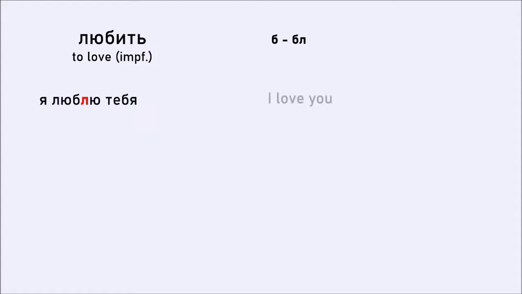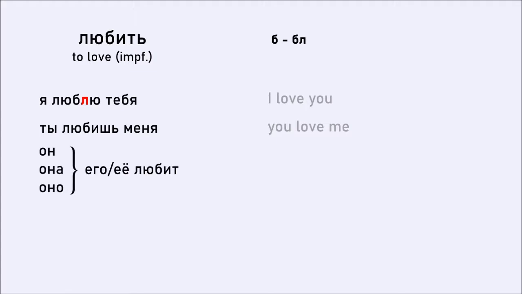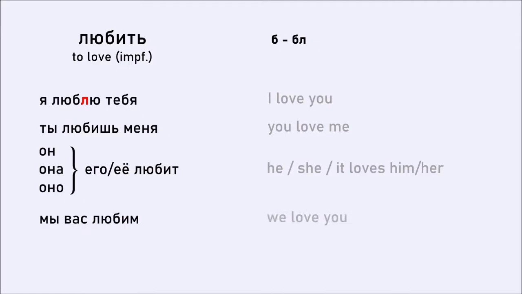Okay, the next verb was любить, which means to love. And this is quite a rare consonant alteration, but it is actually б to бл. And we will get я люблю тебя, ты любишь меня, он, она, оно, его, ее любит, мы вас любим, вы нас любите, они их любят.